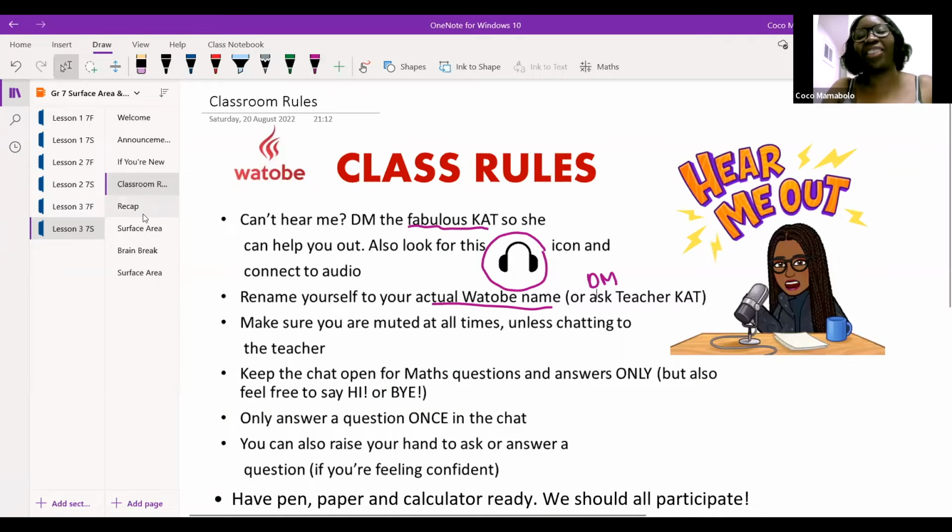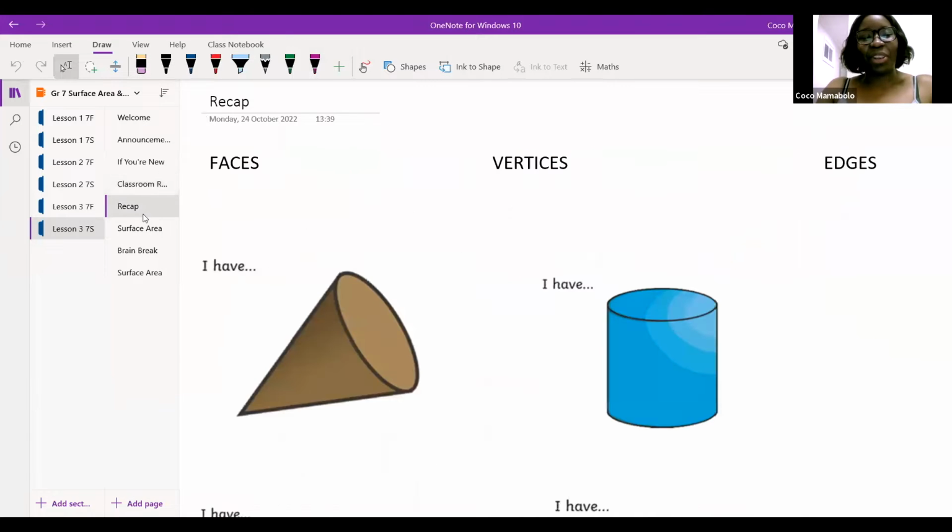Okay, we're going to do a quick recap, and we were talking about faces, vertices, and edges. Now, I would like 3 volunteers. I need somebody to explain to me, guys, what is a face? Who can tell us what is a face?